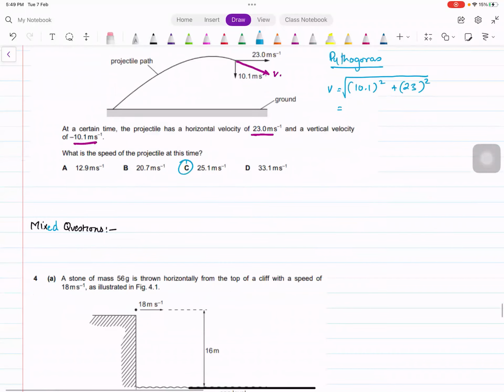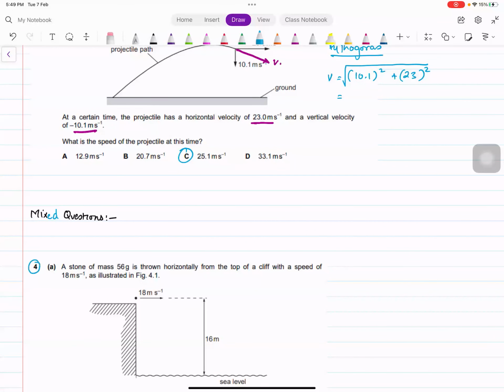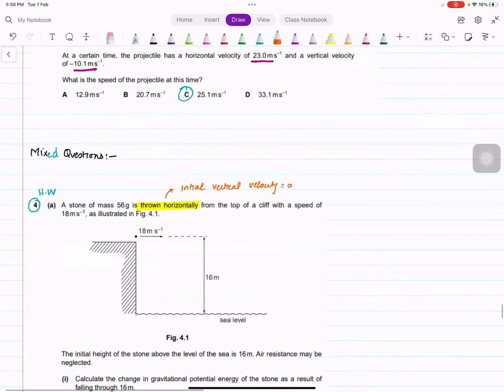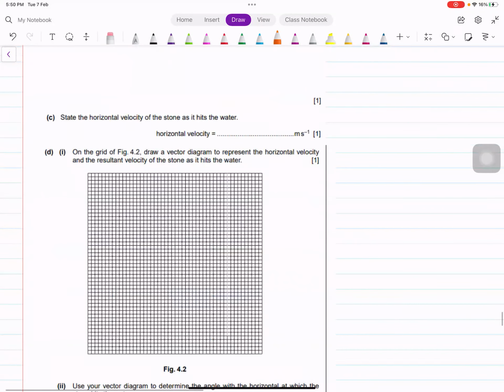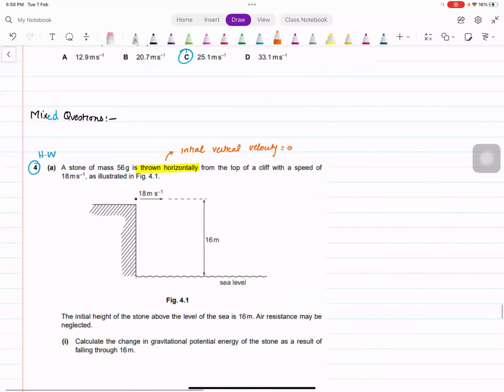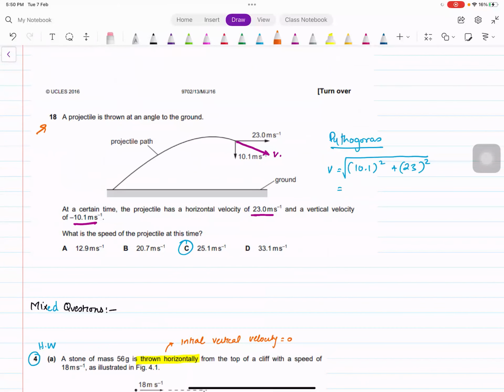Anyway, this question number 4 is for you to practice. If you look at it, it says thrown horizontally. Do you guys know what that means? Who can tell me what that means? Initial velocity 0. What initial velocity? Initial vertical velocity. Very good. Excellent. Now you will be able to do the entire question on your own. This is very simple. And this last one is the same as this one, so please refer back to this.